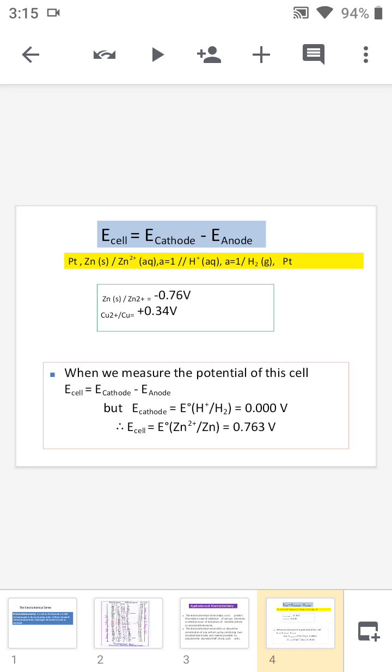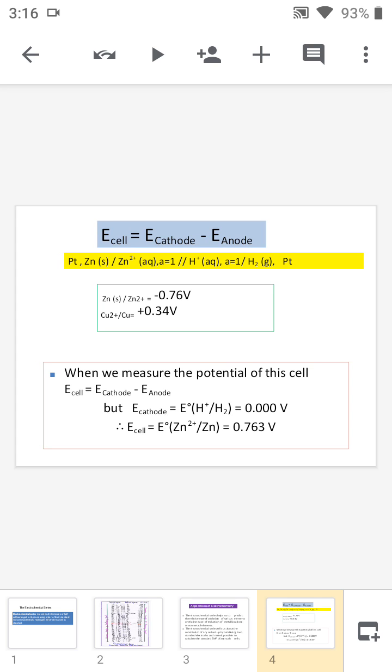So the representation of a cell which consists of two half cells, one is zinc and the other is hydrogen. We can write this cell like this: Zn | Zn2+ || H+ | H2. So how will we determine the cell potential of this cell? By using this equation, E cell is equal to E cathode minus E anode. And here the hydrogen is written on the right hand side of the cell representation. That means the hydrogen acts as the cathode.